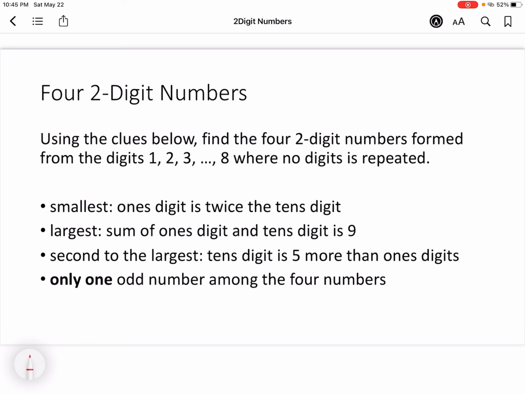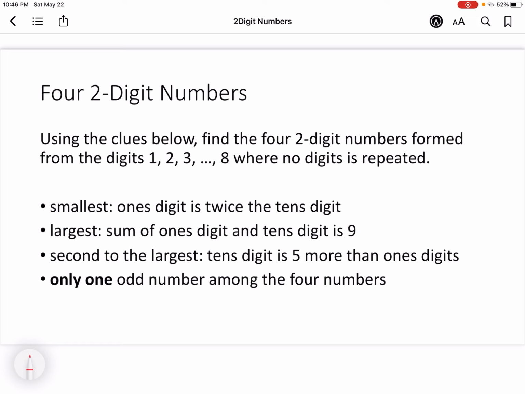In this video ay magsasolve na naman tayo ng isang math challenge problem. So basahin natin. Using the clues below, find the 4 two-digit numbers formed from the digits 1, 2, 3 up to 8 where no digits is repeated. So 1, 2, 3, 4, 5, 6, 7, 8. Ito yung unang clue niya.